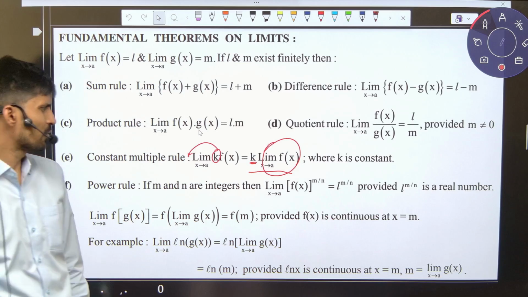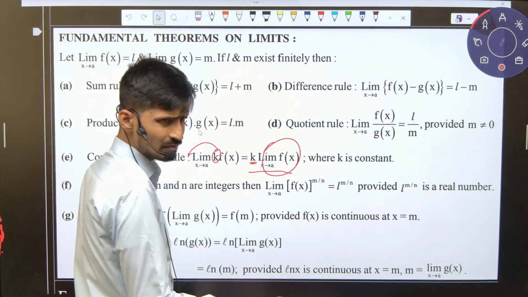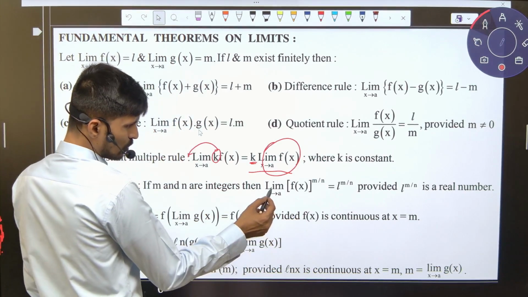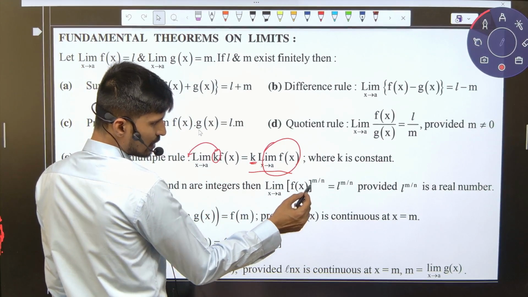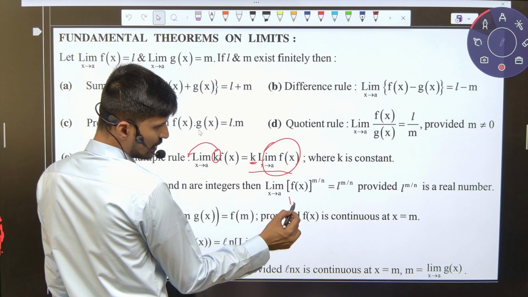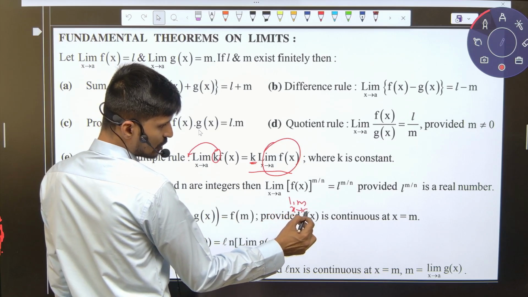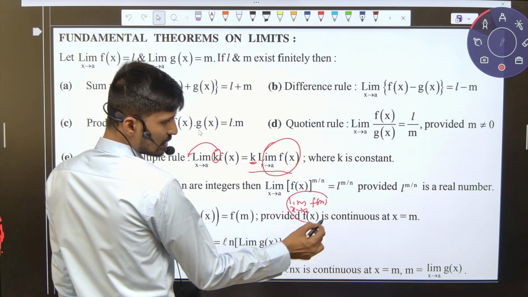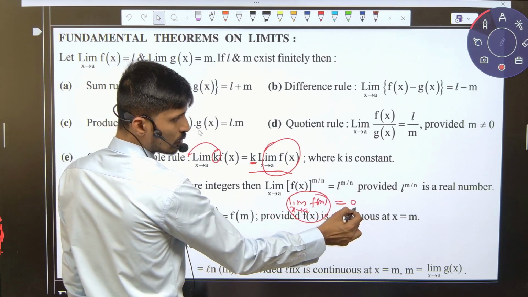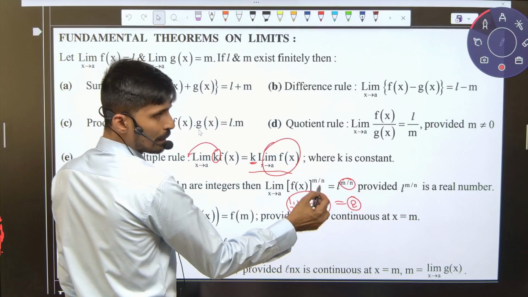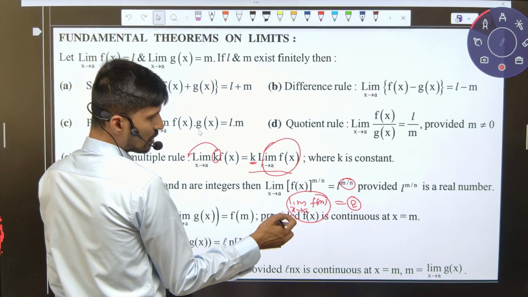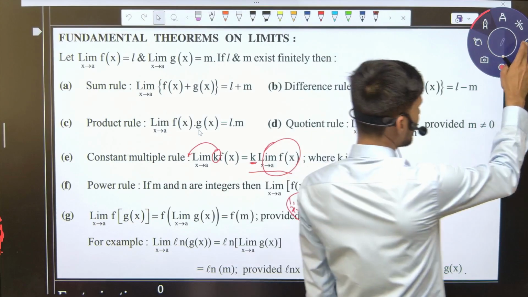No need to write this. Of course, this is simple. Suppose you want to solve this type of limit. First you can solve limit x tends to a f of x. Suppose you are getting some answer 2. So the answer will become 2 raised to m by n.